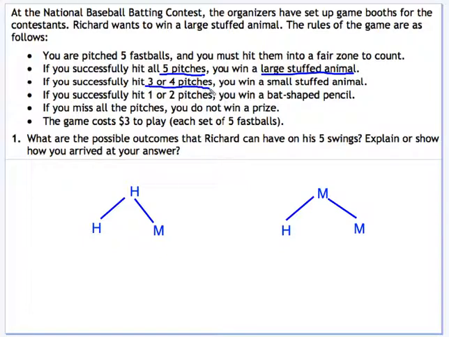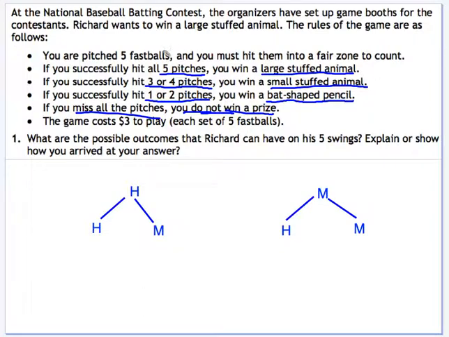If he only hits 3 or 4 pitches, he will get a small stuffed animal. If he only hits 1 or 2 pitches, a bat-shaped pencil. That sounds super exciting. If he misses all of them, he doesn't get any prize. So no prize at all if he misses them all. And then the game costs $3 to play, each set of 5 fastballs.